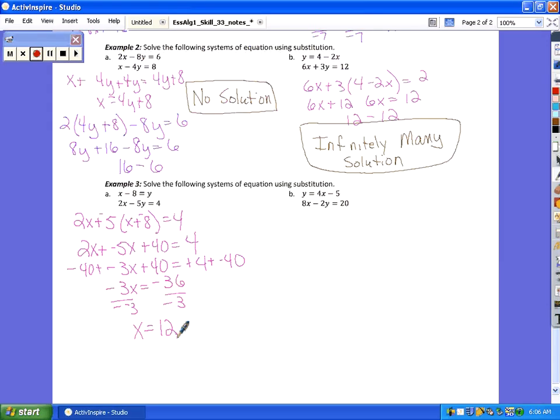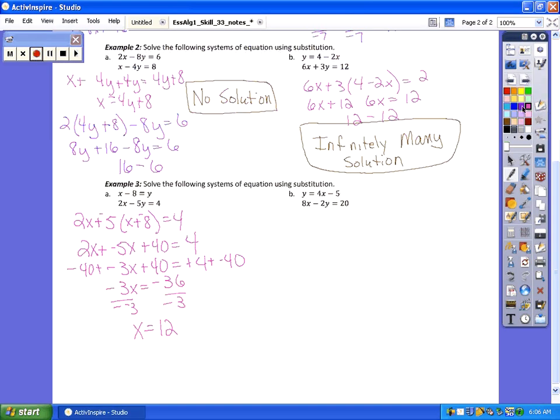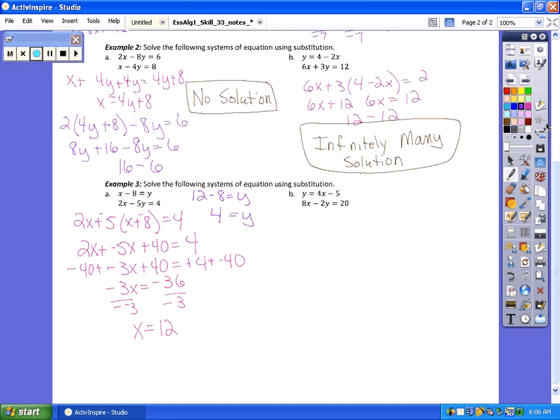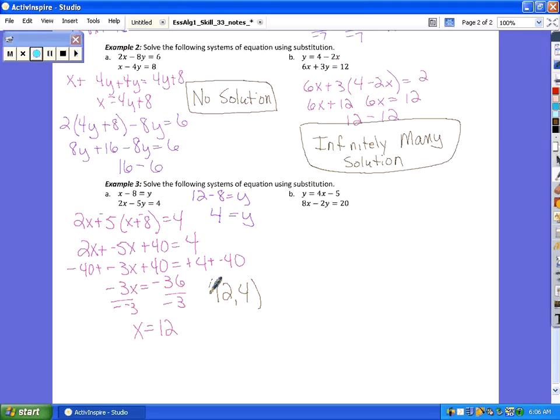Now I need to find y. So I'm going to take my top equation, and 12 minus 8 equals y, or y equals 4. So I have my ordered pair in xy form would be 12, 4.